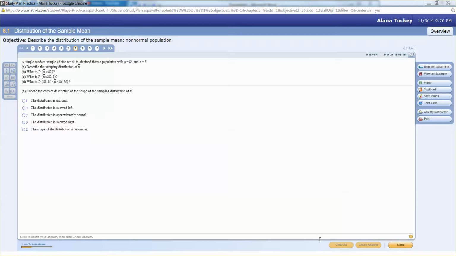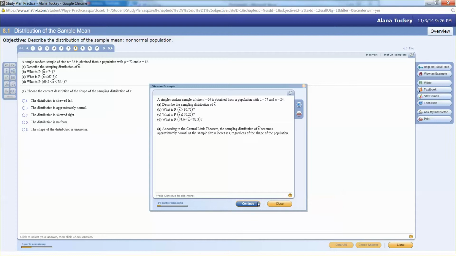I received a question regarding this problem, which is 8.1, number 15T in the study plan or in your homework set. So look in the top right corner and see if it's 8.1, number 15. All right, so let me click on View an Example. Oops, not Help Me Solve This. That's not what I wanted at all. View an Example. There we go.